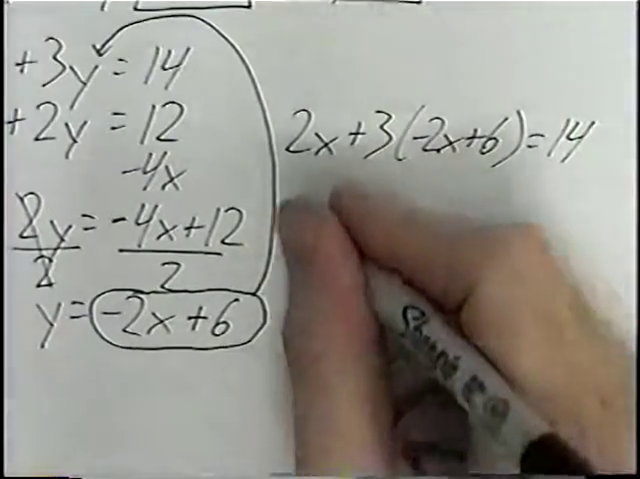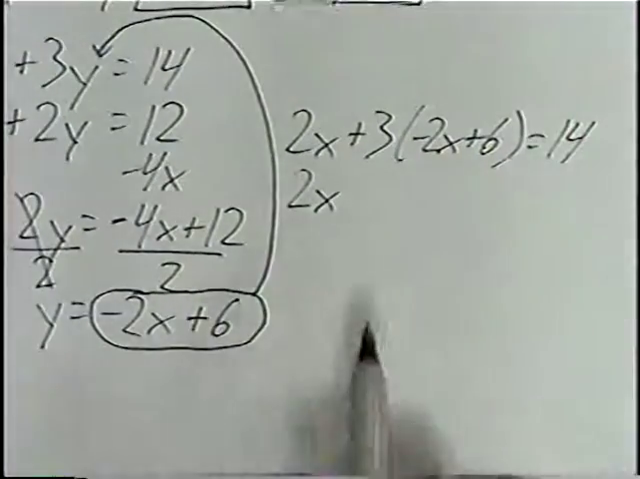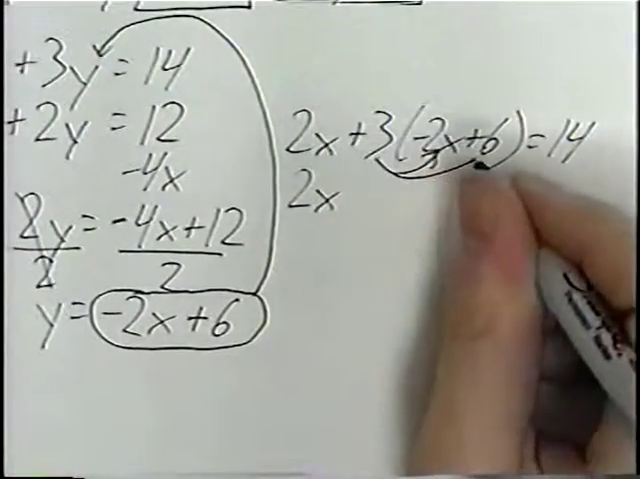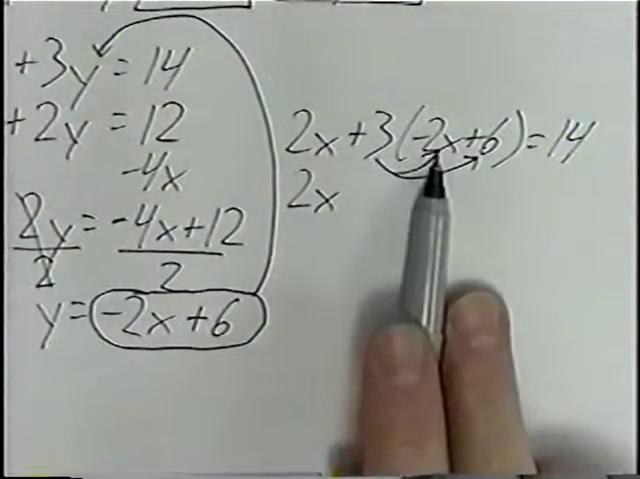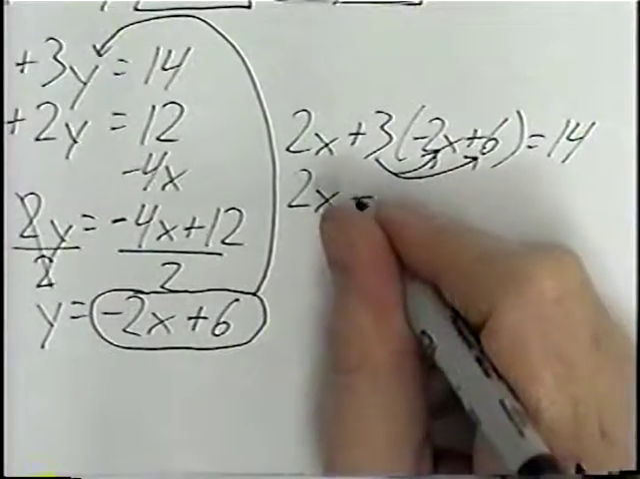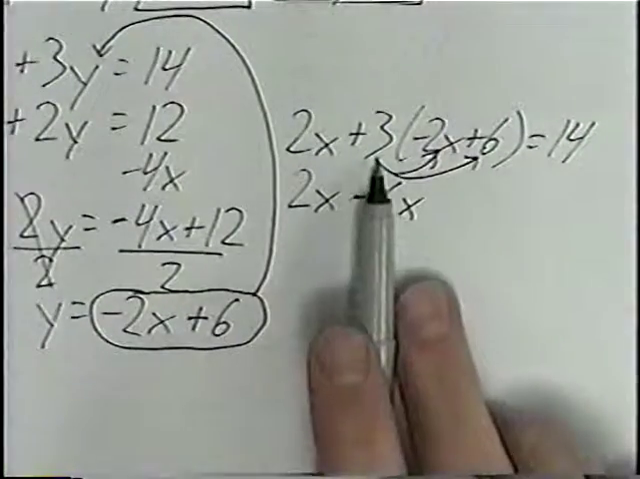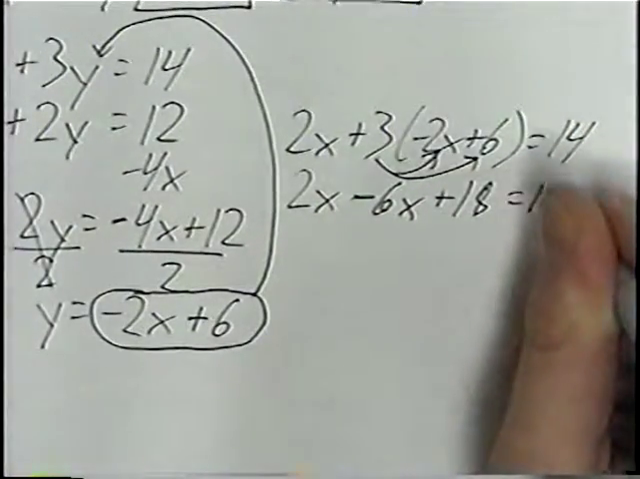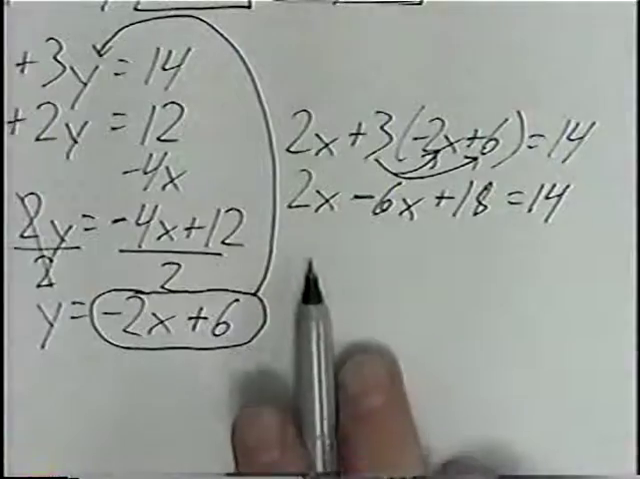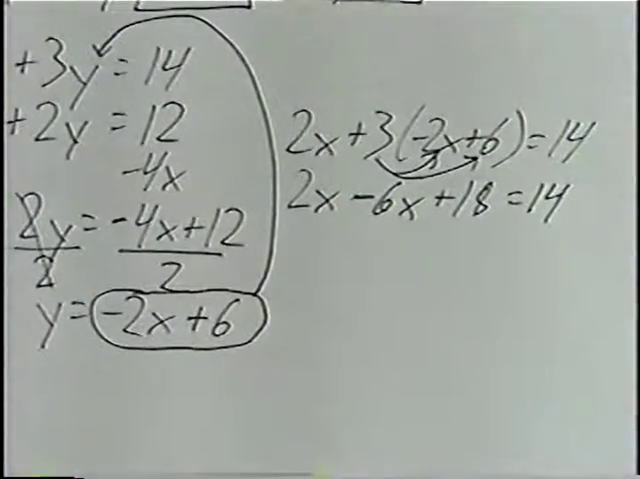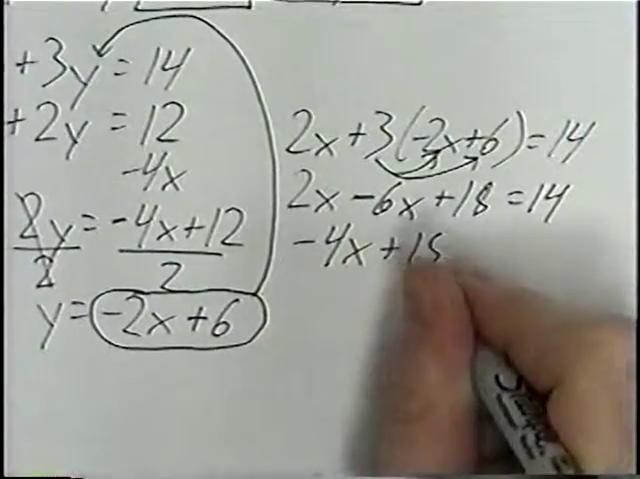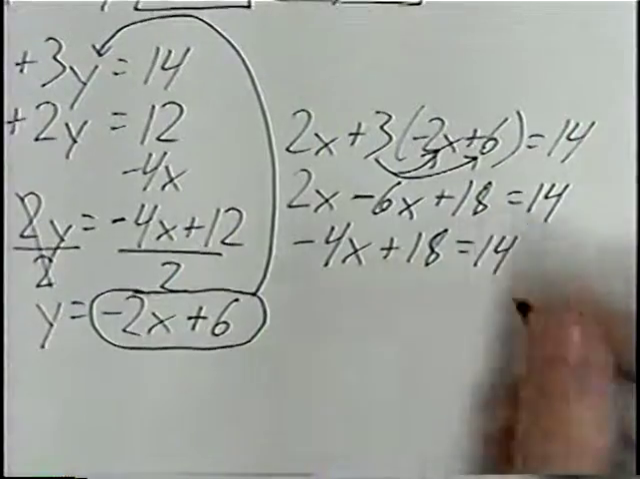Solving from here, the 2x would stay the same, and when we have a number outside the parentheses, we can use distributive property to simplify. 3 times a negative 2x would be minus 6x, and 3 times 6 would be plus 18, equals 14. Again, continuing to solve, we can combine like terms. 2x minus 6x would be negative 4x, plus 18 equals 14.